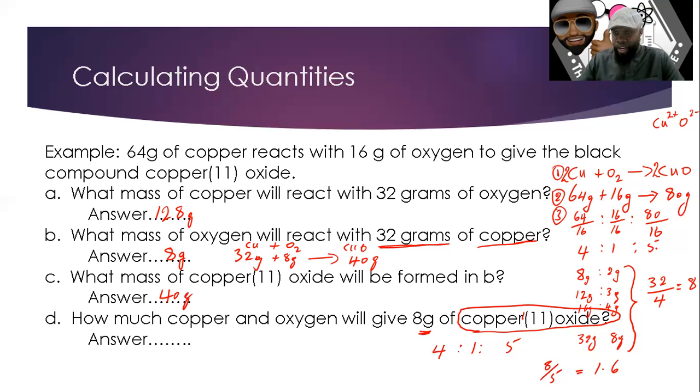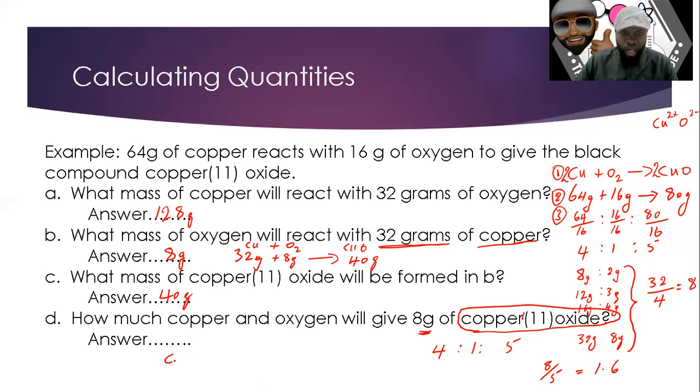Because my copper oxide is 5 times more than my oxygen. Okay, if I want to double check to make sure that this is correct, I can multiply 1.6 by 5 and I'll get 8. So that's the way to double check that my answer is correct. So 1.6 is the amount of oxygen that I need to react to produce 8 grams of copper oxide.